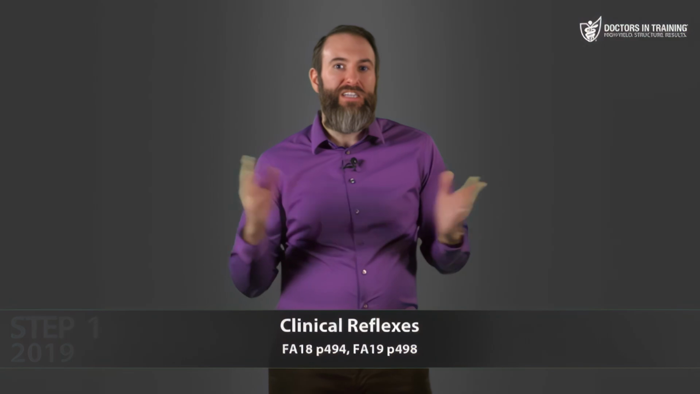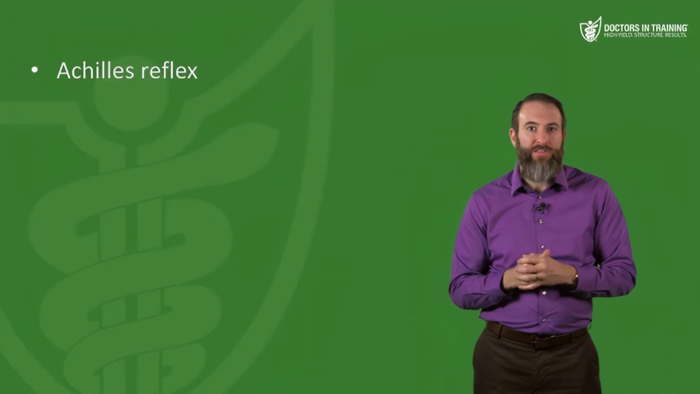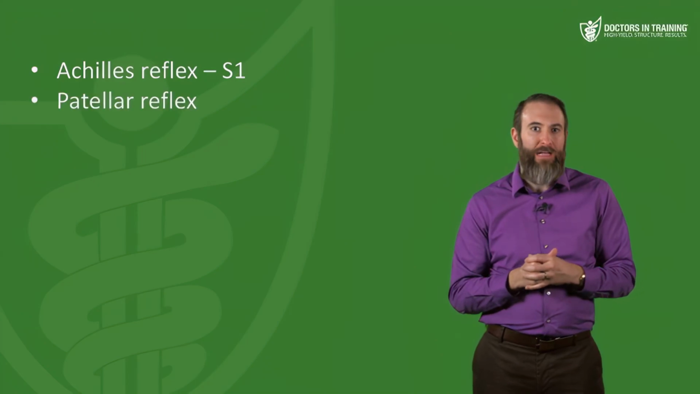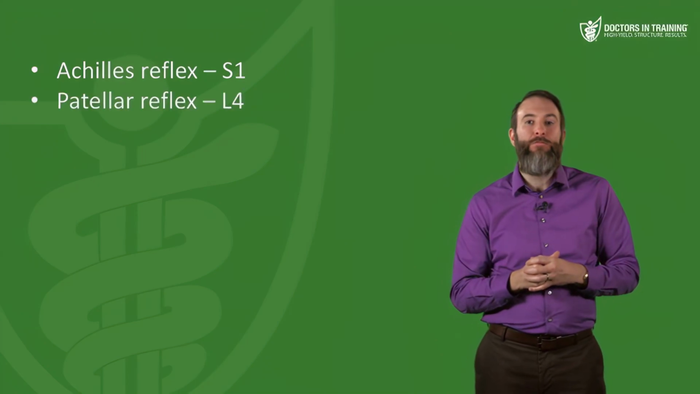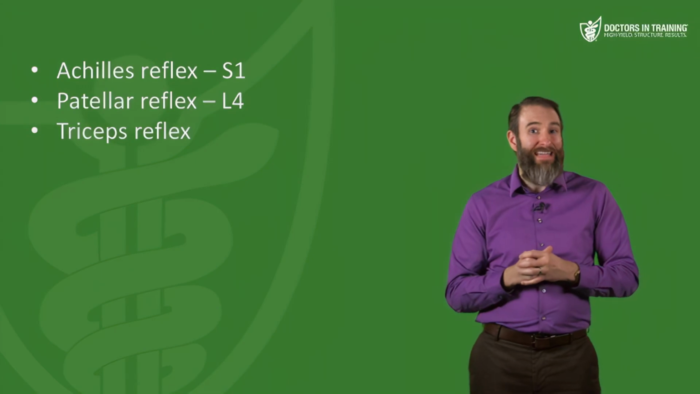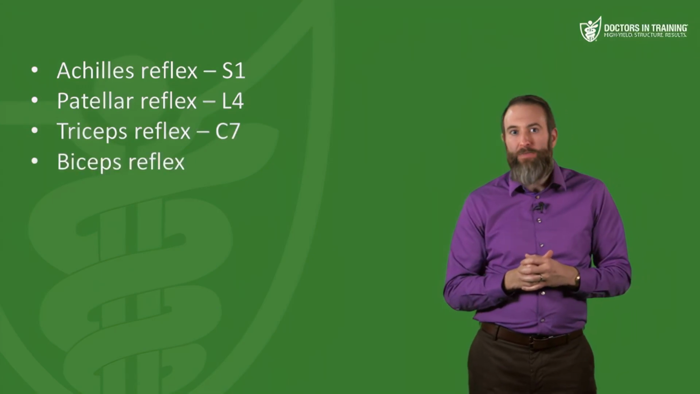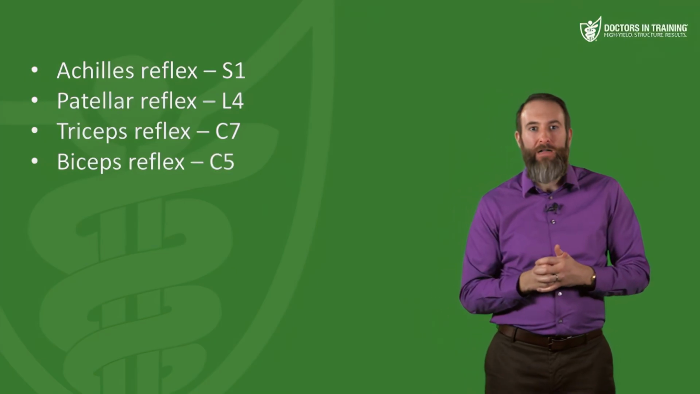All right, so now let's talk about some reflexes. I'm not going to spend much time talking about the reflexes we test clinically because they're pretty low yield, but it might be worth reviewing the nerve roots you're testing with all of these. So let's start at the bottom here. The Achilles reflex is going to test the S1 nerve root there. The patellar reflex is going to test the L4. The triceps reflex is going to test the C7. And then the biceps reflex is going to test the C5.